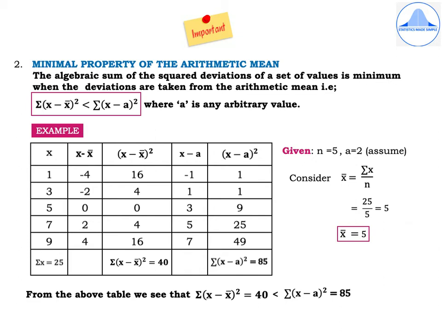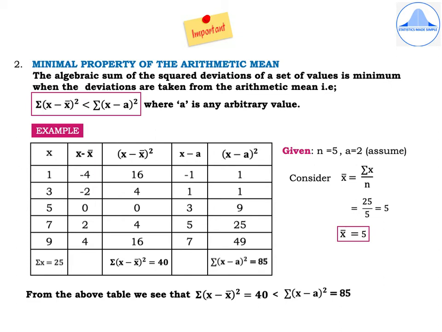The second property of the arithmetic mean is also called the minimal property of the arithmetic mean, which states that the algebraic sum of the squared deviations of a set of values is minimum when the deviations are taken from the arithmetic mean. Or in terms of notation, it means that summation x minus x bar the whole square is less than summation x minus a the whole square, where a is any arbitrary value.